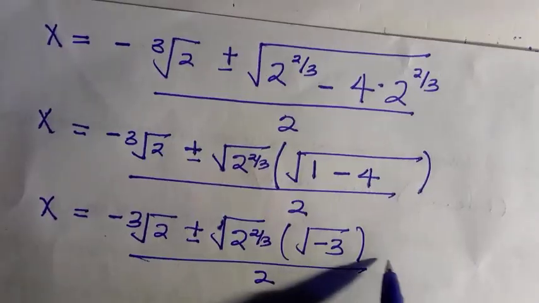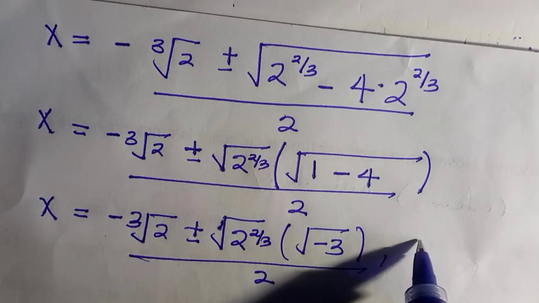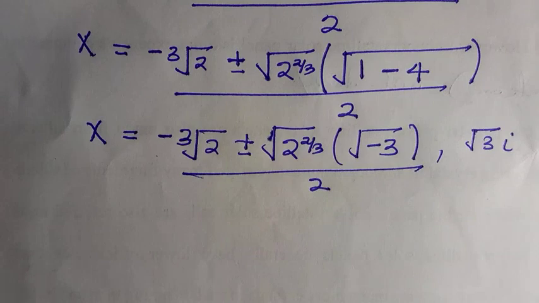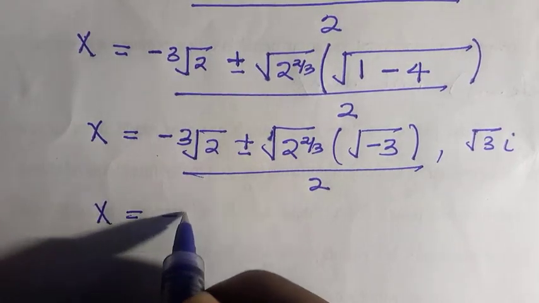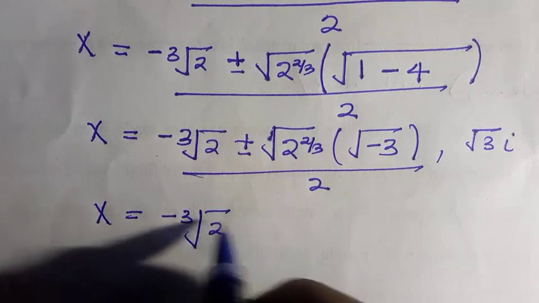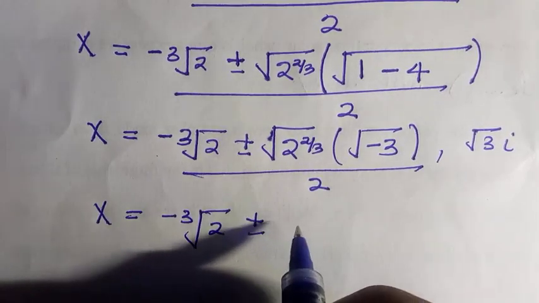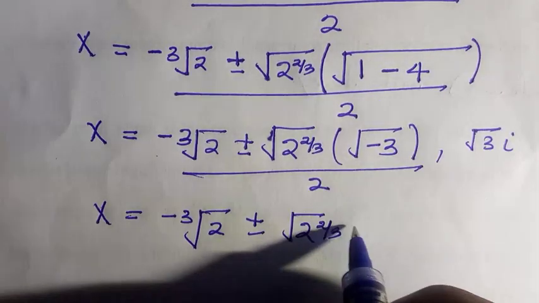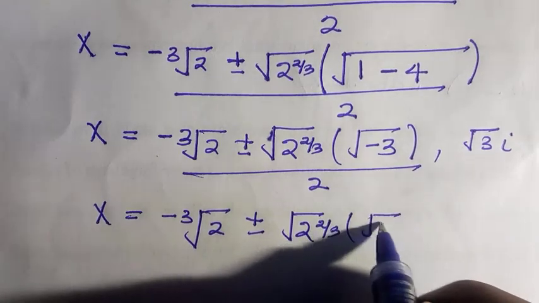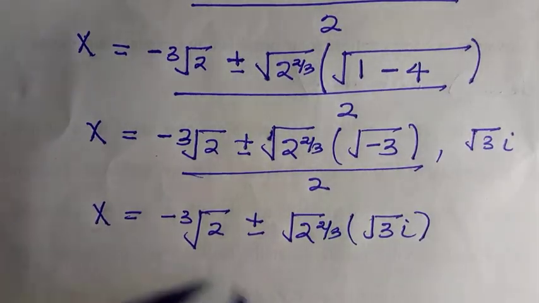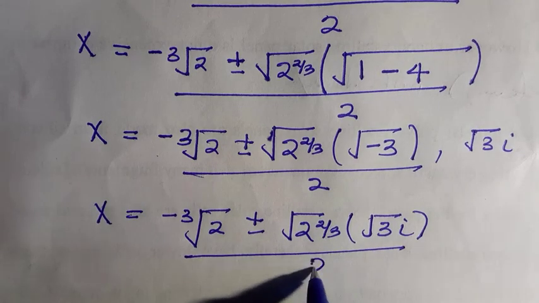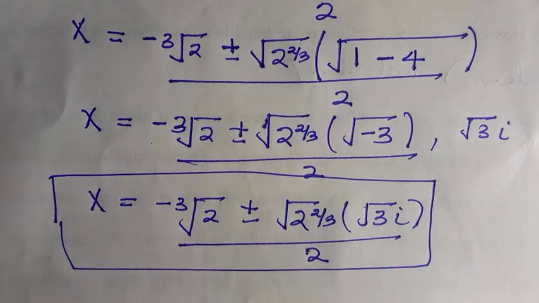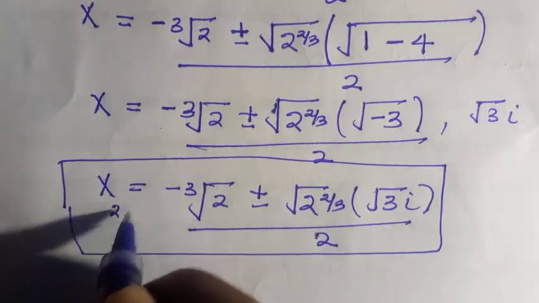So what to do here is a complex root, and it is given as the root of 3i. By replacing it, we are going to have x equals negative cube root of 2 plus or minus the square root of 2 raised to power of 2 over 3, bracket, the root of 3i, and everything divided by 2. But we must know that this value, which is x2 and x3, does not satisfy the equation.